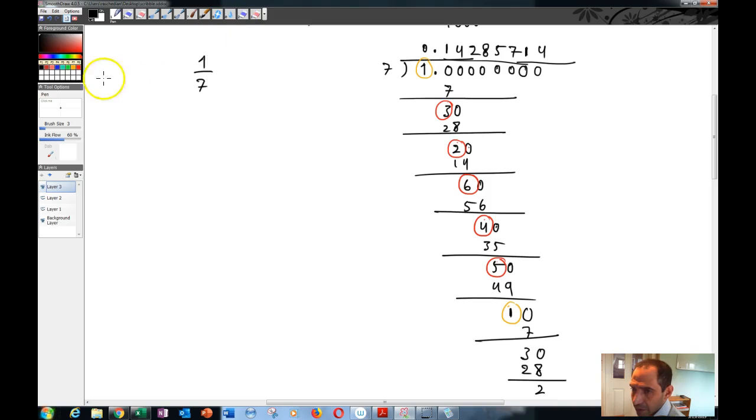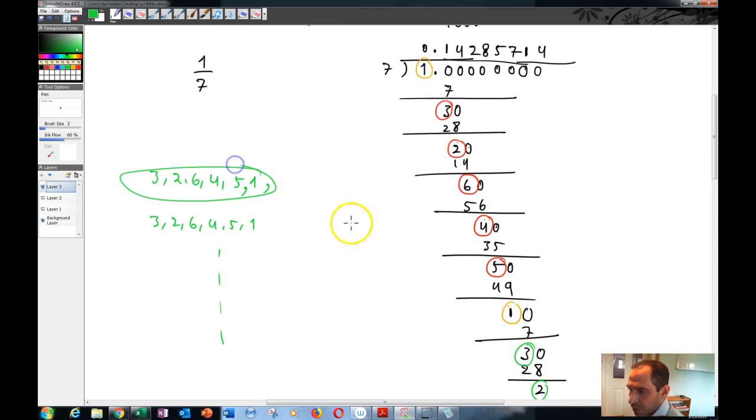So you see these remainders are actually repeating themselves over and over again, meaning that the remainders that I have are 3, 2, 6, 4, 5, and 1. And then again the same thing happens. So you have again a 3, 2, 6, 4, 5, 1, and so on and so forth. So this block of remainders is going to repeat itself if you keep doing the same operation.